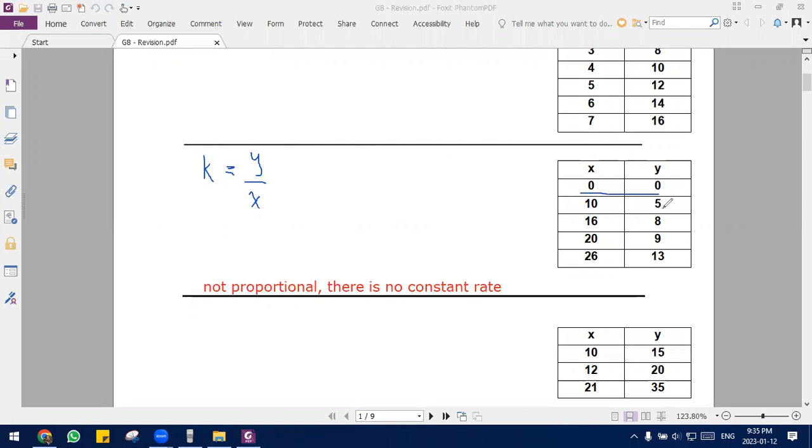And then you go to 5 over 10. So 5 over 10 is half, or 0.5. And then next one, 8 over 16. Again, it's 1 over 2, or 0.5. But then next one, when you do 9 over 20, it means you should do the division. So you divide 9 by 20, and you'll get 0.45.